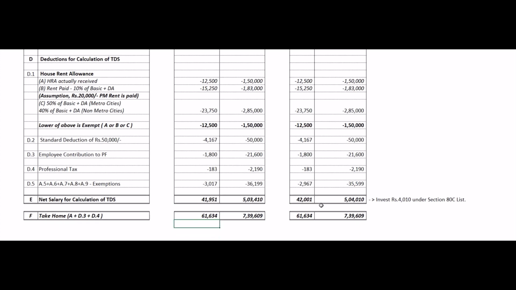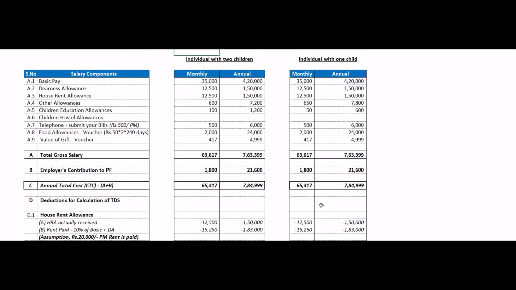So this way the take home is the same, that is 61,634. So in all the three examples the take home is 61,634 and you're not paying a single penny as income tax. This can be achieved only when your employer is ready to restructure the salary. I mean, he needs to restructure the company's salary policy, that is the payroll, and if he adopts this, it is beneficial for the employee as well as the company.